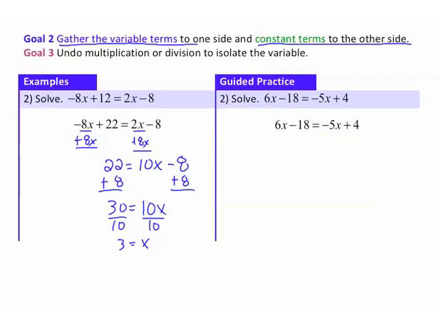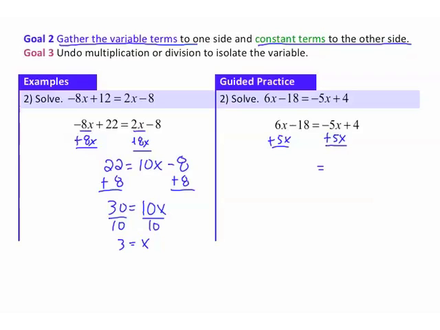Question 2. We're asked to solve this equation. We're going to need goals 2 and 3. So I start by gathering the variable terms to one side. I have a 6x and a -5x. That -5x is the smaller variable term, so that's the one I'm going to move. So I'm going to add 5x to both sides.